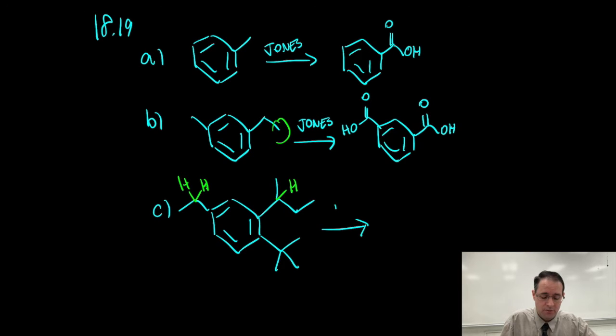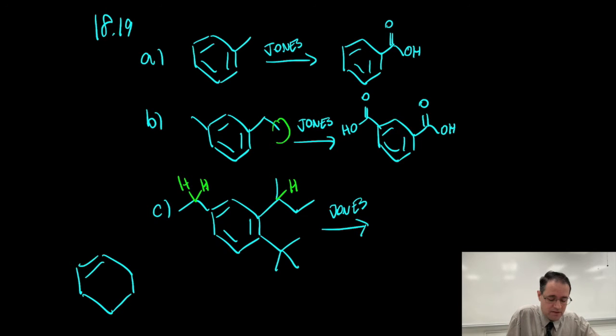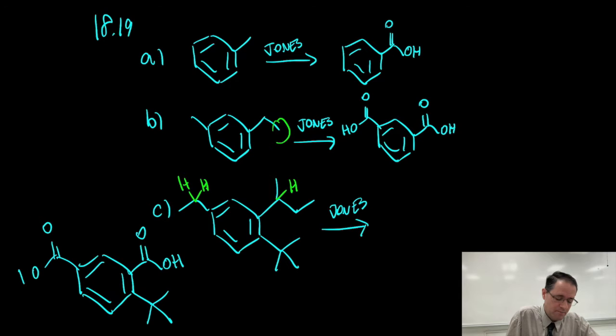So if we treat this with a Jones reagent, we're going to get a molecule that has a tert-butyl group because that guy is unreactive. And then we'll have a carboxylic acid at this position here. Okay. And another carboxylic acid at this position here. Okay. I won't try to name these, and we'll just call it quits for there, okay?